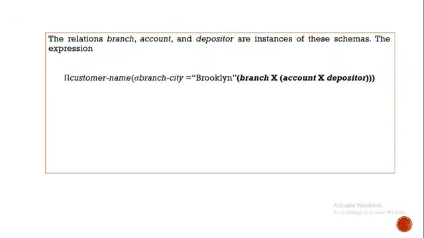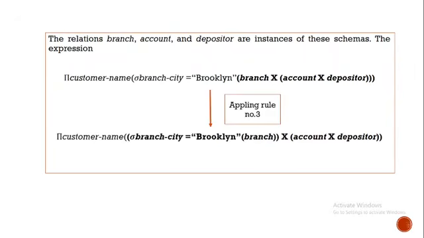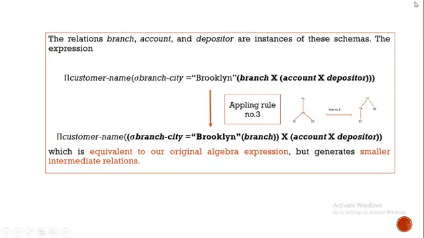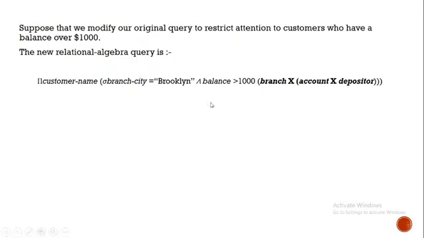So here we can see this is our previous example. Now we know that it applies rule number 3, where the selection is done and then the joining is done. Now let's modify the example and add one more condition: branch city equal to Brooklyn and balance is greater than 1000. So now we have to convert this relational algebra expression into optimized form.